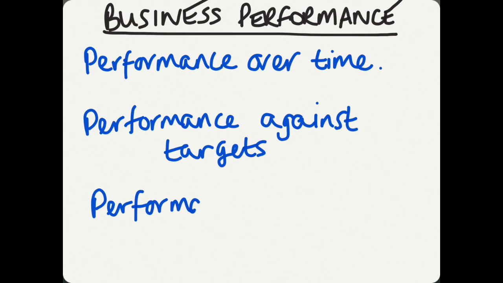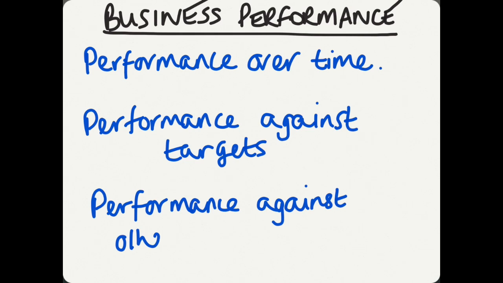Finally, managers and owners will look at a business's performance against other businesses, especially similar businesses. So how is this business doing in comparison to its competitors? For example, is Tesco making more profit than all of the other supermarkets? If not, why not? Why are people going to Morrison's or Asda or Sainsbury's instead?